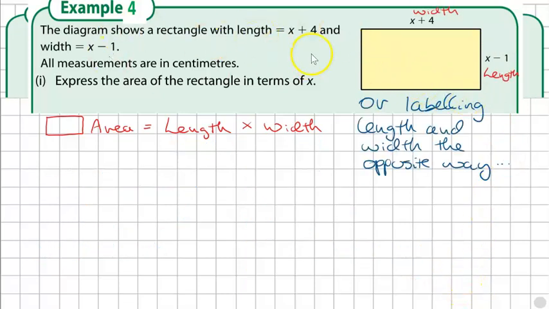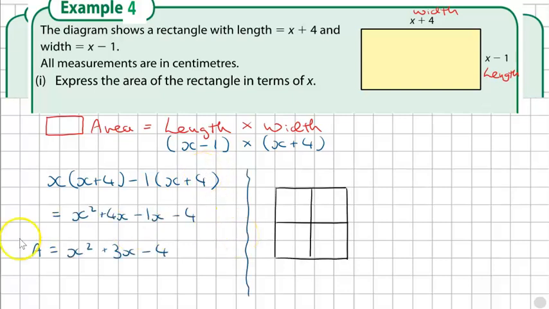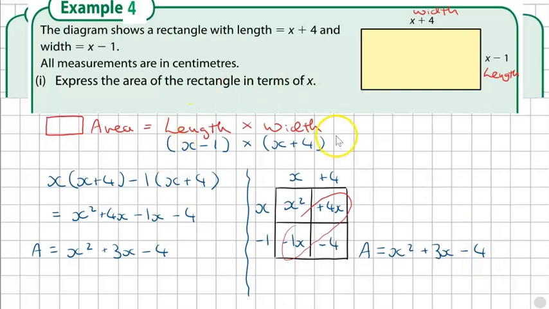If the question hadn't told us that the length was equal to x plus 4 and the width was equal to x minus 1, we could have labelled it the other way around. So we could have called this the width, x plus 4, and this the length, x minus 1. So labelling the length and the width in the opposite way, just to show you that we'll get the same answer. So we use the same formula. This time we're saying the length is x minus 1 and the width is x plus 4. Multiplying them out, we still get the same answer. And likewise, using the array method or the box method, we still get the same answer. So length times width and width times length are the exact same thing.